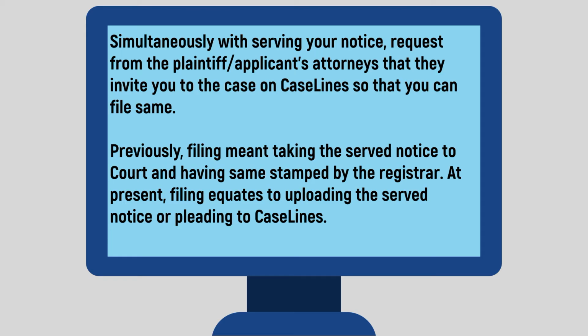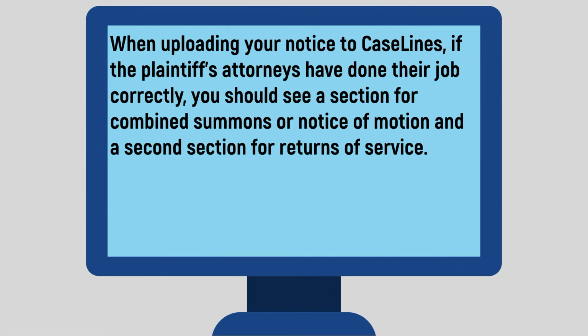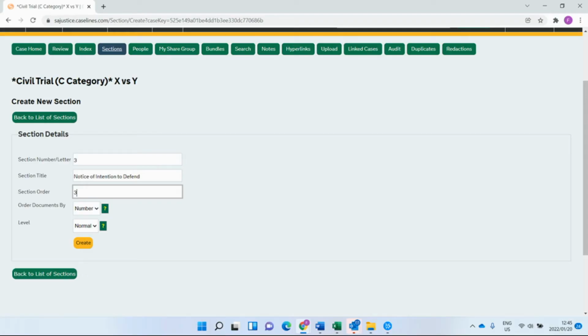Previously, filing meant taking the served notice to court and having same stamped by the registrar. At present, filing equates to uploading the served notice or pleading to CaseLines. When uploading your notice to CaseLines, if the plaintiff's attorneys have done their job correctly, you should see a section for compliance summons or notice of motion and a second section for returns of service. If so, you will merely create a new section titled Notice of Intention to Defend or Notice of Intention to Oppose and mark it as number 3.